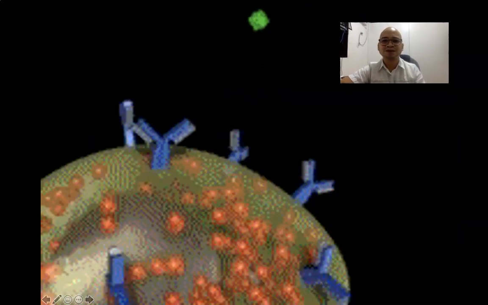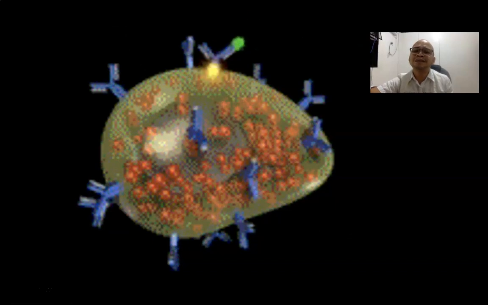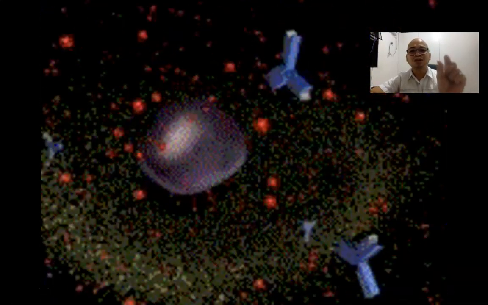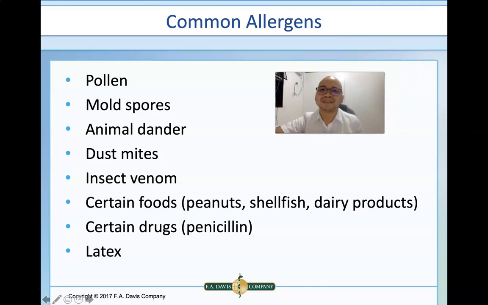This is an example of an allergen. The allergen will bind with the Fab portion. They are supposed to cross-link, and eventually the granules will be released. So what would trigger allergic reactions? We call them allergens. Usually these would be pollens, molds, spores, animal danders, dust mites, insect venom, and certain foods. Although there is a familial tendency, not all people would be allergic to peanuts, shellfish, or dairy products. It depends from one person to another.